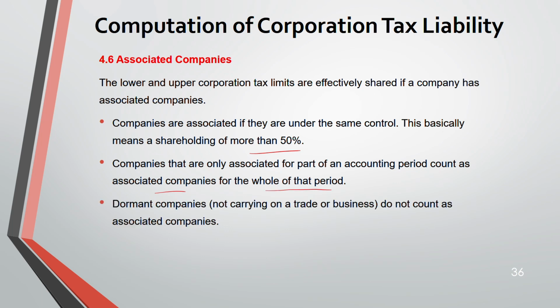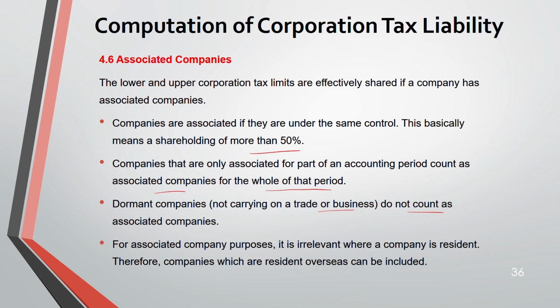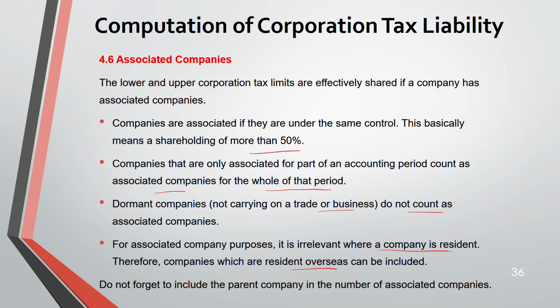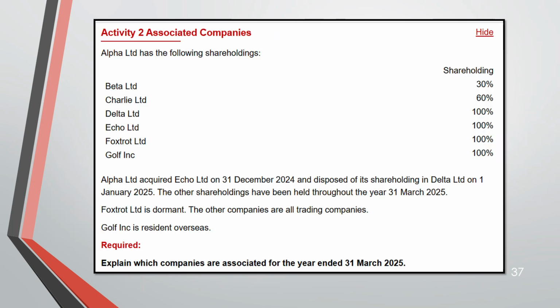And dormant companies. What are dormant companies? Dormant companies are not counted as associated companies because they are not carrying on a trade or a business. And for your associated company purpose, it is irrelevant where a company is resident. Irrelevant. Therefore, companies which are resident overseas, you can include them as an associated company. But do not forget to include the parent company in the number of your associated companies. Students often forget this.